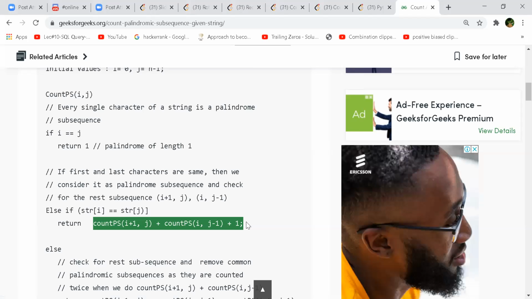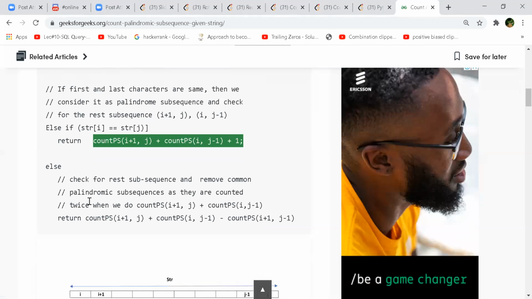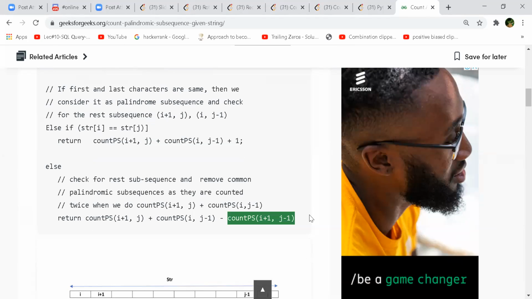Else, if it doesn't match, then check the rest of the subsequence and remove the common palindromic subsequences as they are computed. So if they are not matching, we can do this plus this, and we can remove whatever was counted earlier.